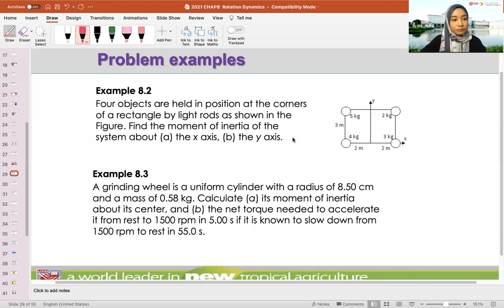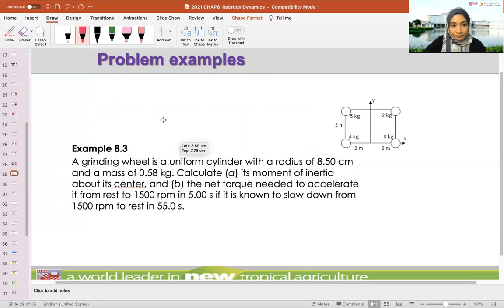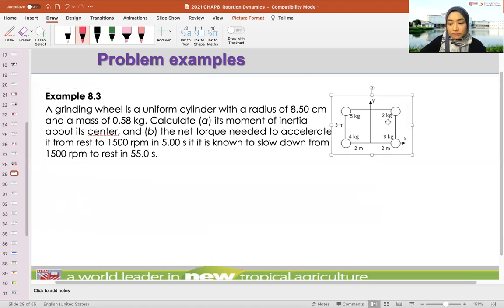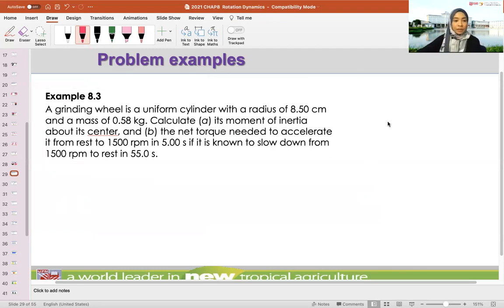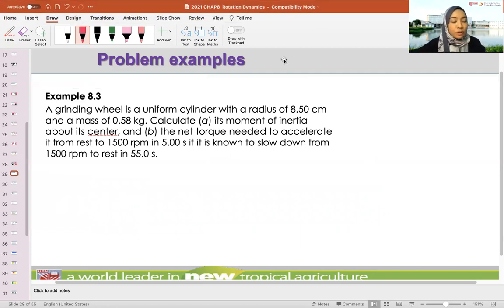Okay, moving on. I hope everyone is okay. First, always determine your axis of rotation. Okay, so a grinding wheel is a uniform cylinder. So this figure is irrelevant. A grinding wheel is a uniform cylinder. Let's go for 5 more minutes before we end class.